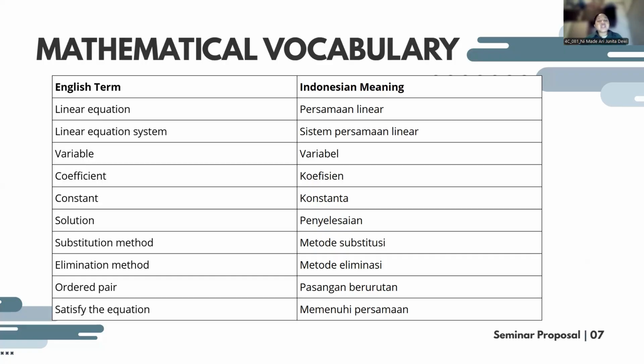And then we have coefficient. Coefficient is the number in front of a variable. For example, in 2x, the coefficient is 2, and in 3y, the coefficient is 3. And we also have constant, or konstanta. A constant is a fixed number that does not have a variable. There are also two common methods that we can use. The first one is the substitution method, or metode substitusi, and the second one is the elimination method, or metode eliminasi.